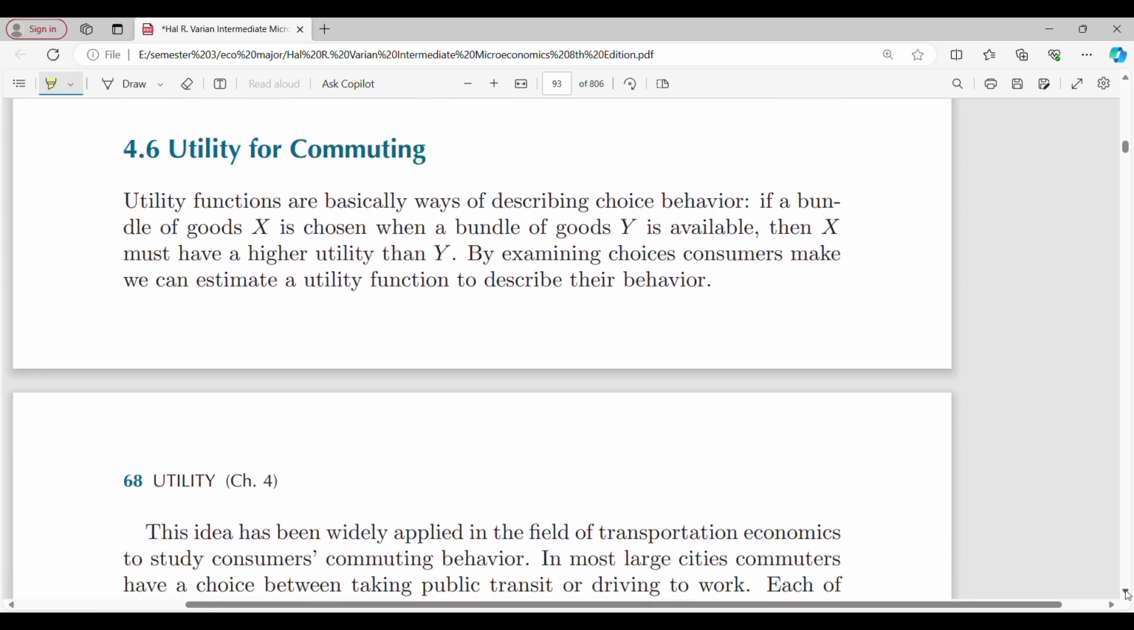Next is utility for commuting. So I'll just read this. There is nothing much in that. Okay. Utility functions are basically ways of describing choice behavior. If a bundle of goods X is chosen when a bundle of goods Y is available, then X must have higher utility than Y. Okay.